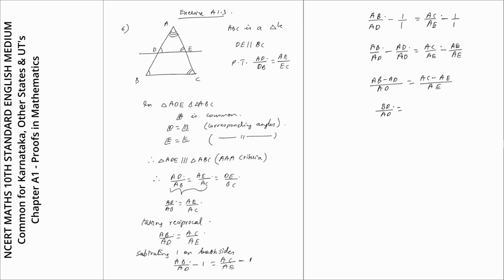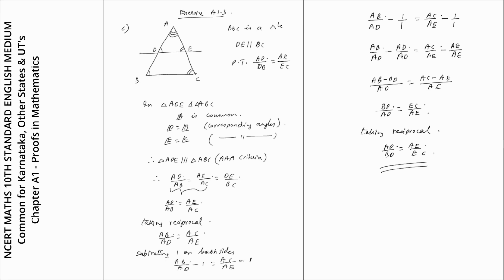Now AC, again see the diagram, AC minus AE is EC. So EC by AE. Now again I will take reciprocal. If I take reciprocal, numerator will come to denominator, denominator will come to the numerator. So AD by BD is equal to AE by EC. This is what I was supposed to prove, and I proved it.